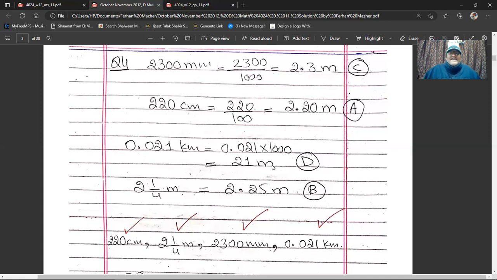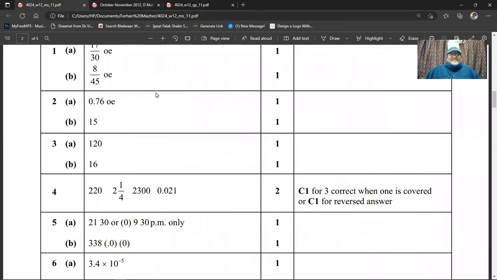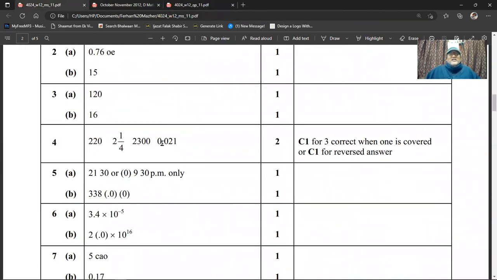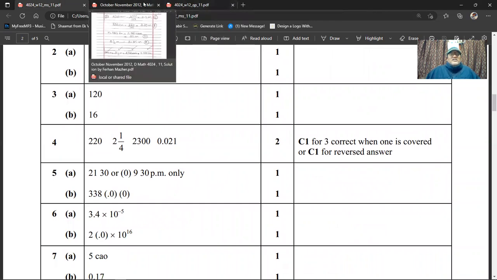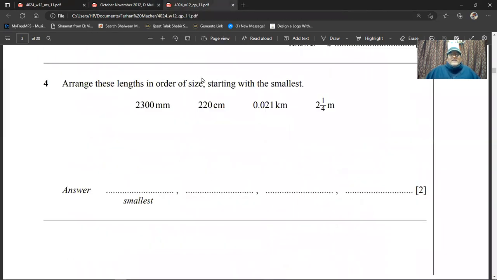Now, because they all have the same unit, now I can compare them. The smallest of them is 2.20 meter, then 2.25 meter, then 2.3 meter, then 21 meter. So this will come first, then this is the second number, this is the third number, this one is the fourth number. But when you write them in the original form: 220 centimeter, 2 whole 1/4 meter, 2300 millimeter, 0.021 kilometer. So let's check. So you can see my answer is right. So hopefully you understand.